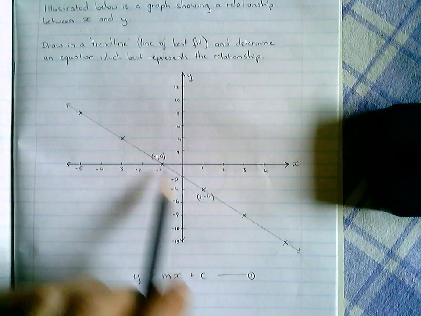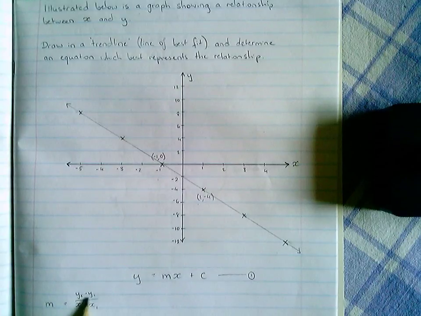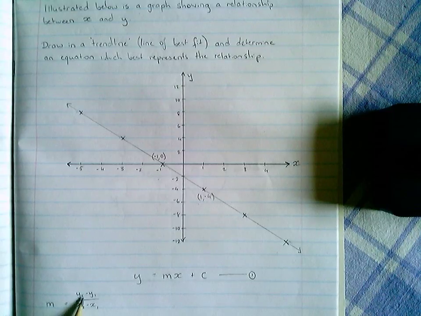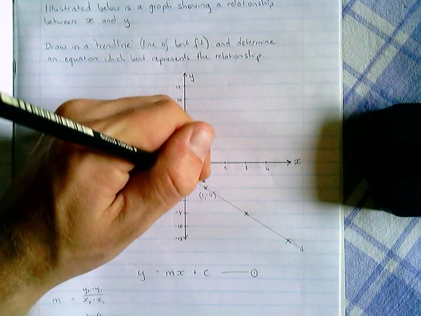I took these 2 points earlier because I need 2 points to substitute into this equation. The subscript 2 refers to the x and y for point 2, and the subscript of 1 refers to the x and y of point 1. Now I'm going to call this one here point 1 and this one here point 2.